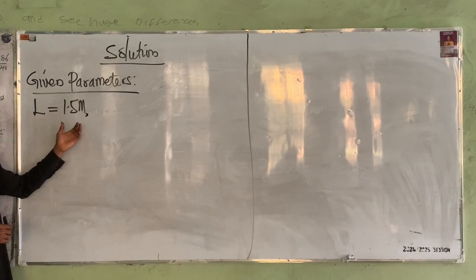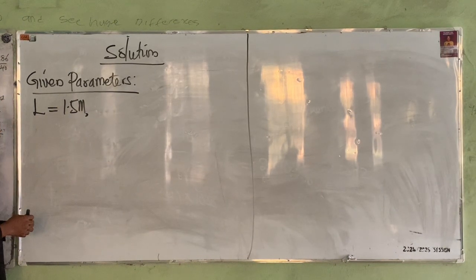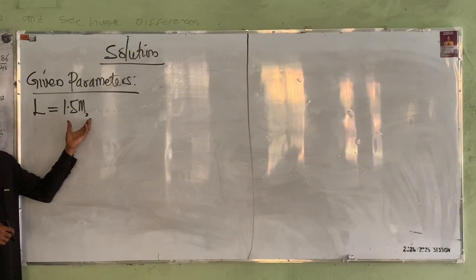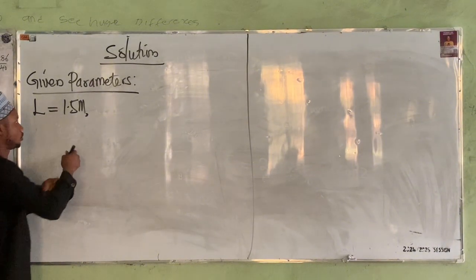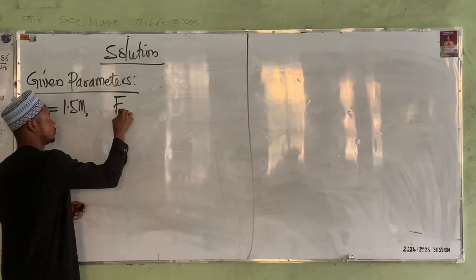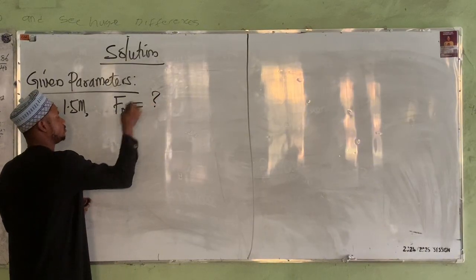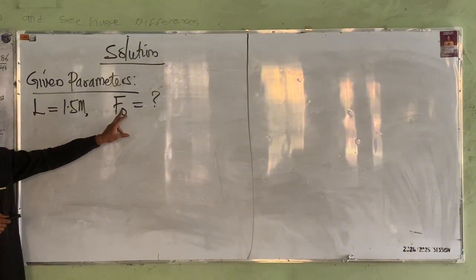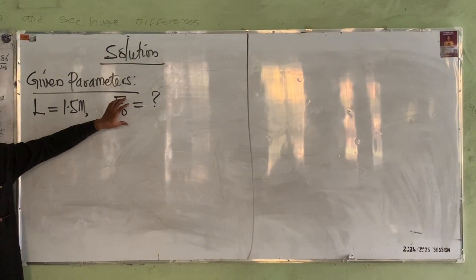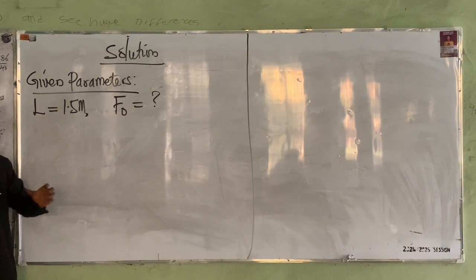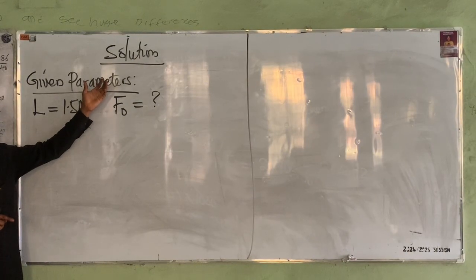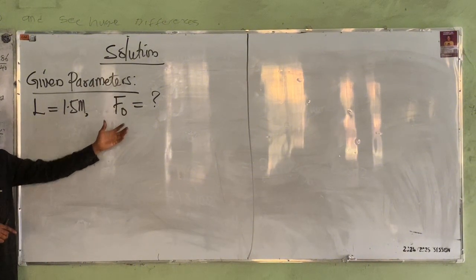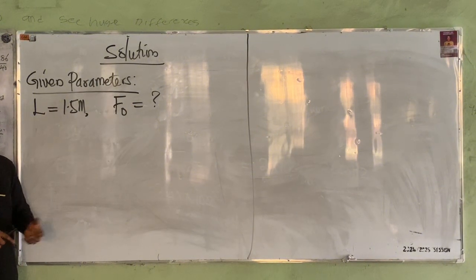Now we are asked to calculate the fundamental frequency, right? That is F naught. Please take note. Since the word fundamental frequency is involved, it means this particular question will be in terms of pipe. In terms of pipe, we have two pipes: open pipe and closed pipe. Now, what pipe is that? Is it open or closed?